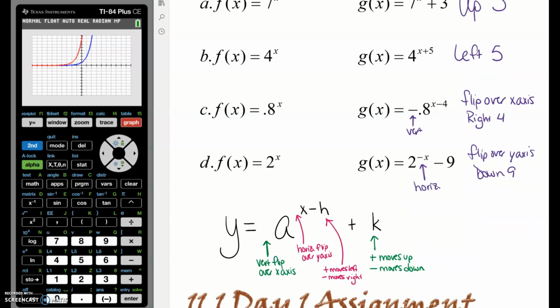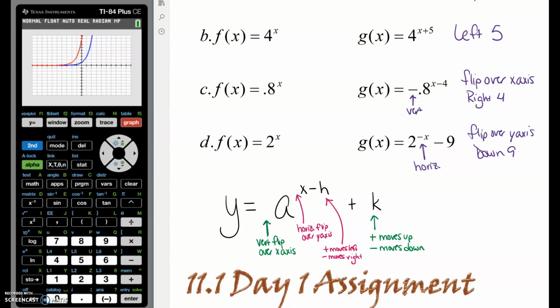You may want to write this little guide down. So y equals a to the x minus h plus k. I wrote that in black. And then in green, I wrote the vertical changes. So if there's a negative in front, that's a vertical flip, flips that over the x-axis. If you're adding something after all of it, that's up or down movement. So plus moves up, minus moves down.